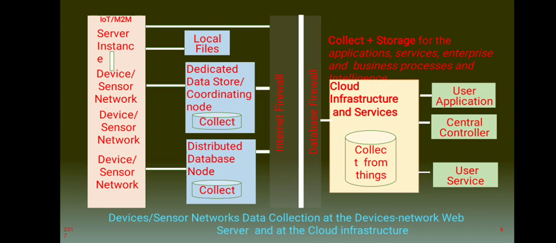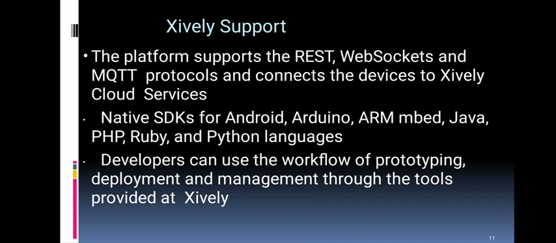Here, in the same diagram which I have shown before, that is what is happening at the cloud infrastructure, how the device is collecting the data and storing the data. Either there may be local files or collecting from various nodes. Already I have explained this.